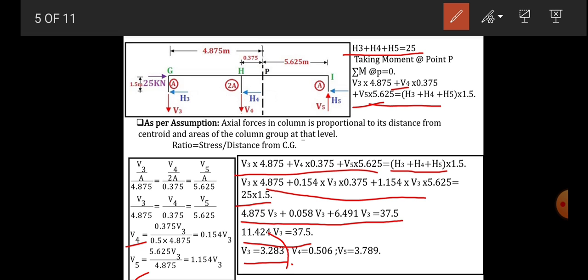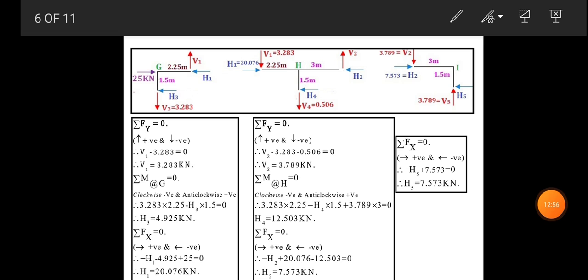So once we know V3, put this V3 here, we will get V4 and V5. V4 is 0.506 and V5 is 3.789. Now mention here the values of V3, V4 and V5 as calculated in the previous slide.